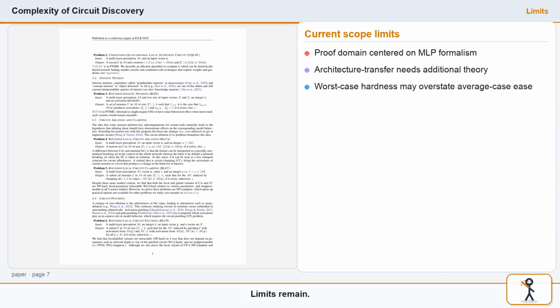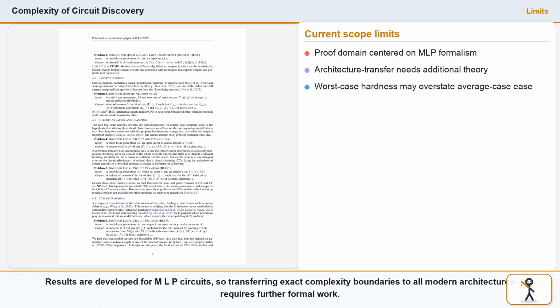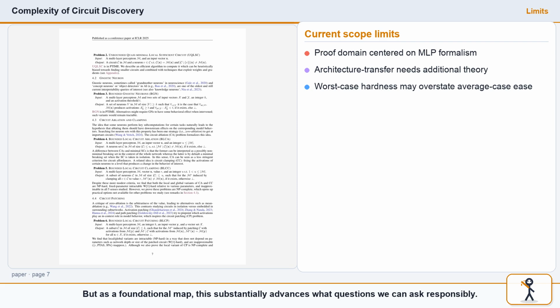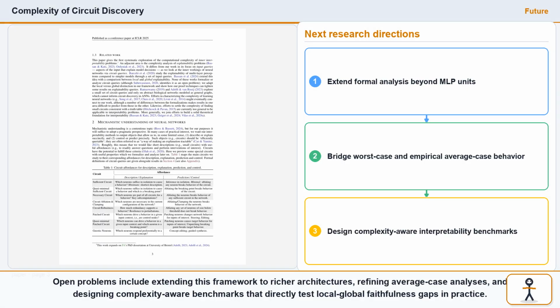Limits remain. Results are developed for MLP circuits, so transferring exact complexity boundaries to all modern architectures requires further formal work. But as a foundational map, this substantially advances what questions we can ask responsibly. Open problems include extending this framework to richer architectures, refining average-case analyses, and designing complexity-aware benchmarks that directly test local-global faithfulness gaps in practice.